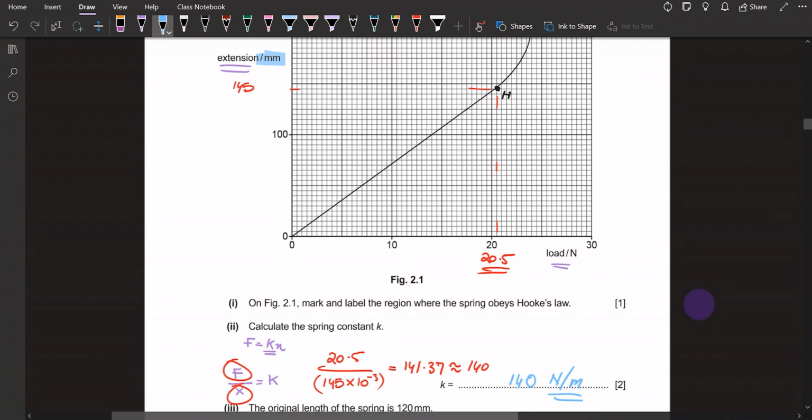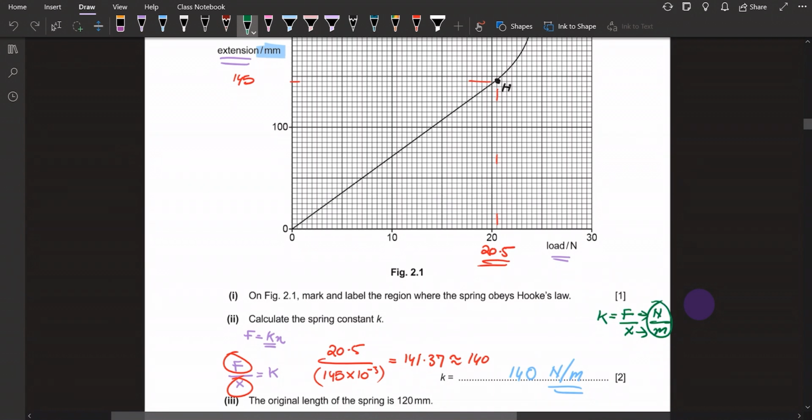Don't forget the unit. And if you're wondering why this is newtons per meter, you know that K equals F by x. The unit for F is newton and x is meters, and there's a division sign in between, so that's why it's newtons per meter.